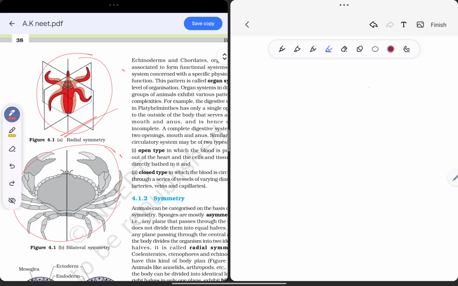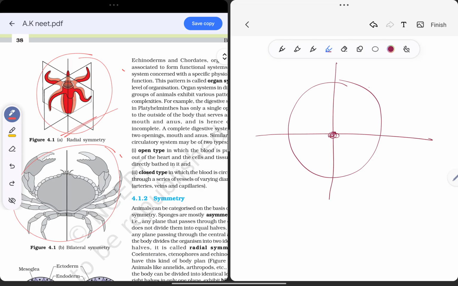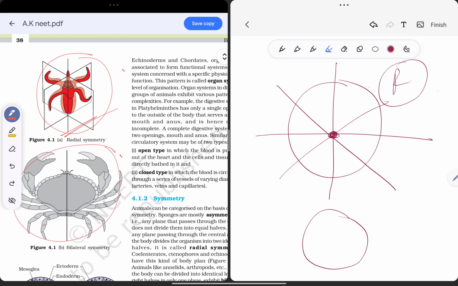What it actually means is that in radial symmetry, the organism can be divided into two equal halves when passing through the central axis in any plane. But in bilateral symmetry, only one plane can divide it into two identical halves, which are the right half and left half. This is bilateral symmetry.